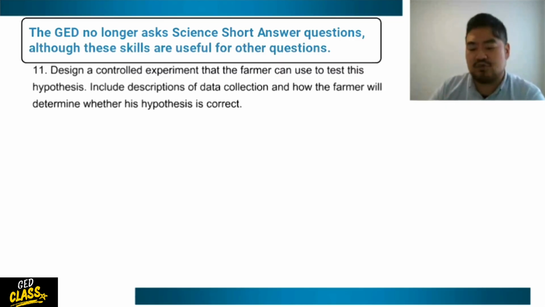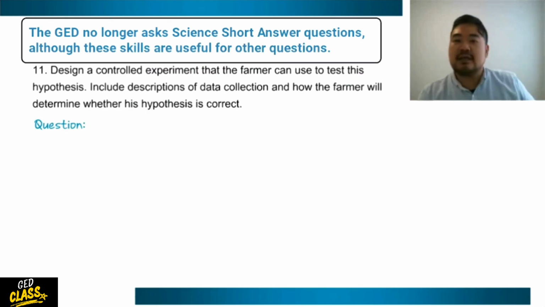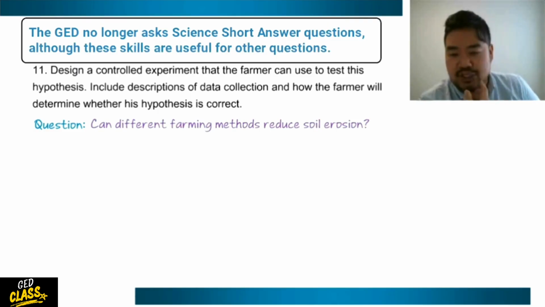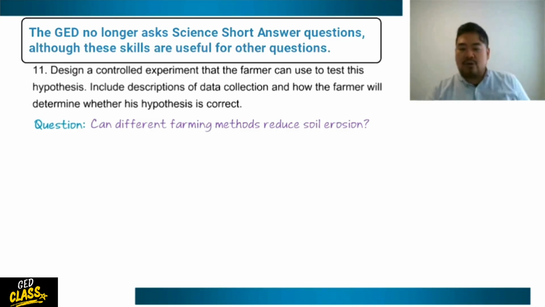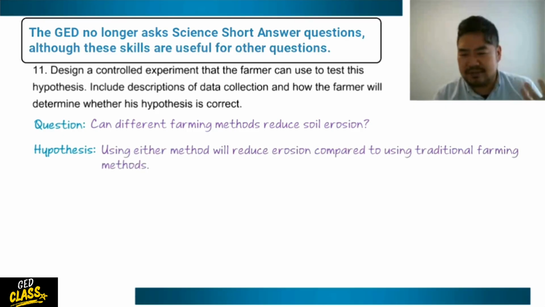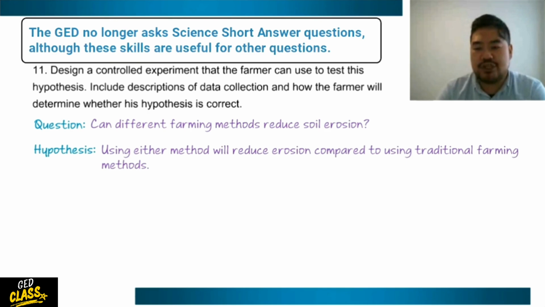So here are the things that you would write out. You would type these out to show that you understand how this experiment would be designed. So first thing is simply the question. Questioning, we always want to introduce a question. And our question is this: can different farming methods reduce soil erosion? Right? That's ultimately what this farmer wants to know. How are those farming methods going to reduce soil erosion? And the hypothesis that the farmer had, if you remember, we mentioned this a few moments ago, is that either of these newer techniques is going to reduce erosion compared to using traditional farming methods.